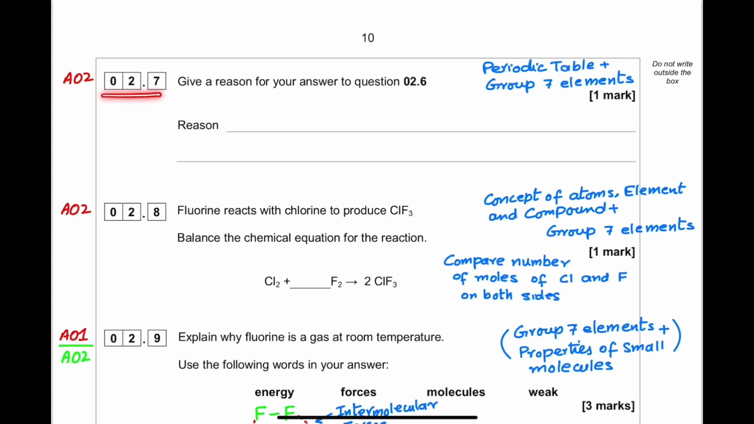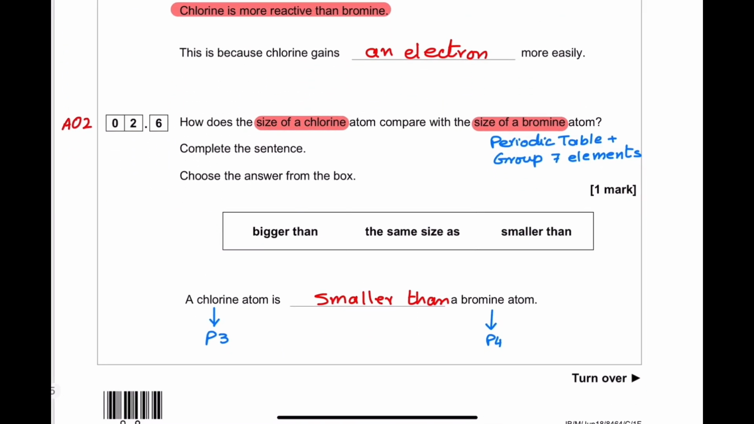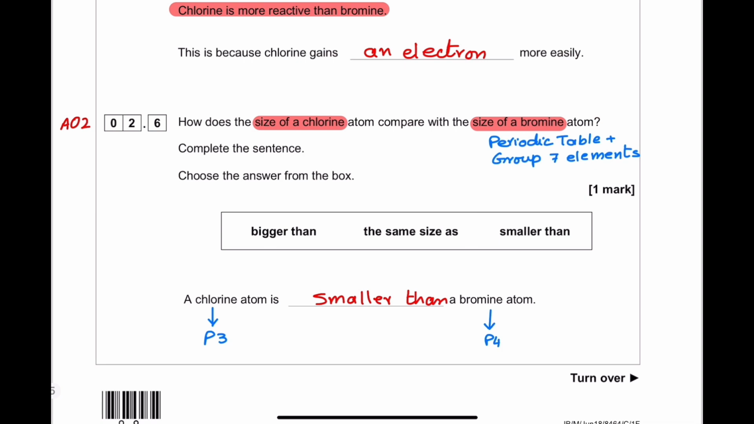Question number 2.7, which is an AO2 question. Give a reason for your answer to question number 2.6. This question is coming from periodic table and the group number 7 element. We already mentioned that chlorine belongs to period number 3 and bromine belongs to period number 4. So chlorine has less shells as compared to bromine.